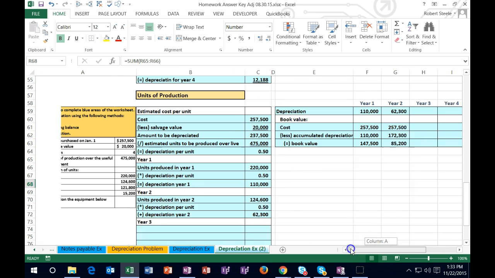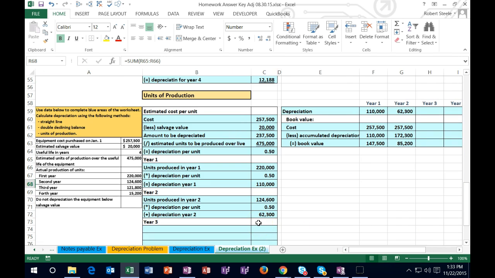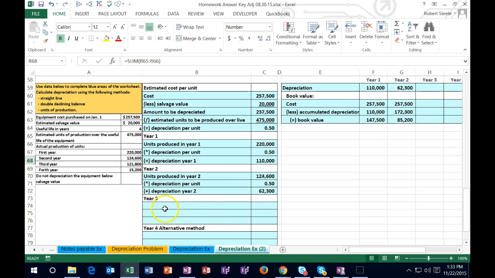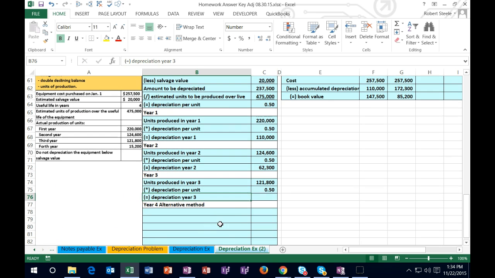So now let's take a look at the third year. We're going to have the same calculation for year 3. So we're going to have the units produced in year 3, and they're going to have to give us that. So that's going to be the 121.8, and then we're going to have times the depreciation per unit. And so that will be the same number. That's going to be the 50 cents per unit, and that will equal the depreciation for year 3.